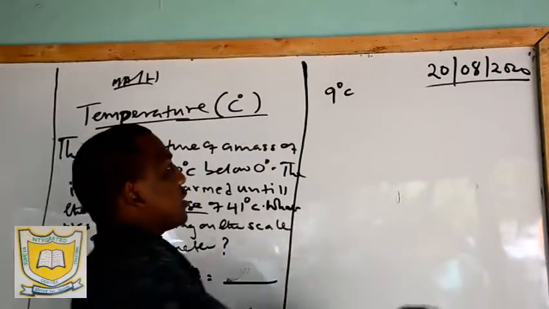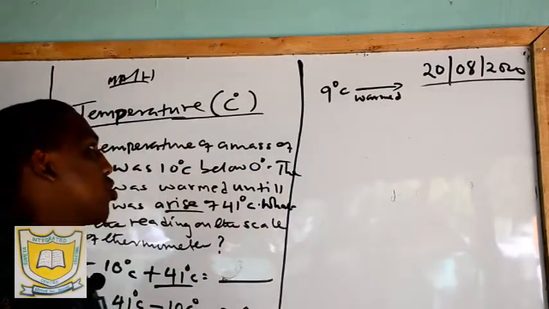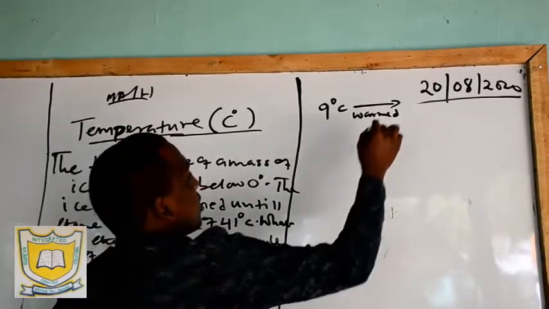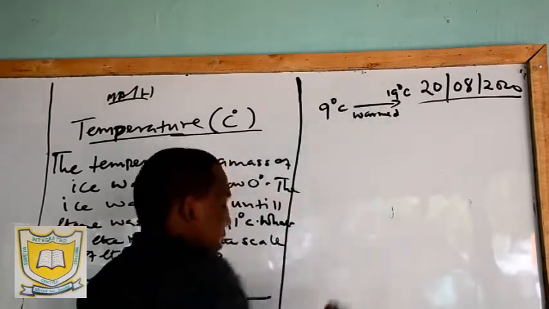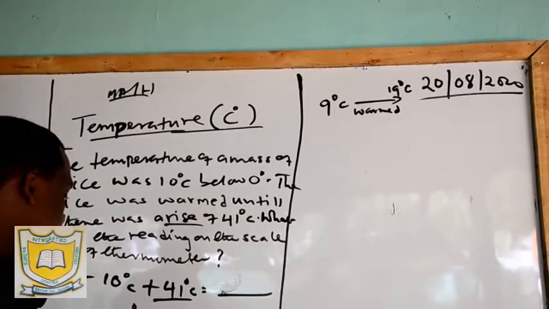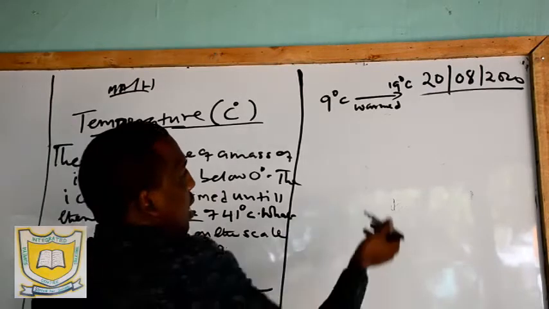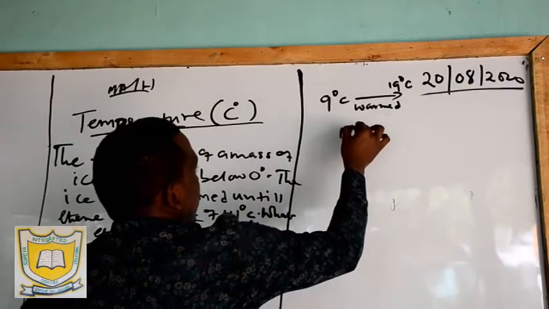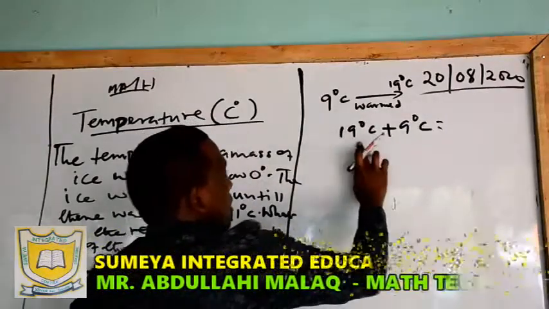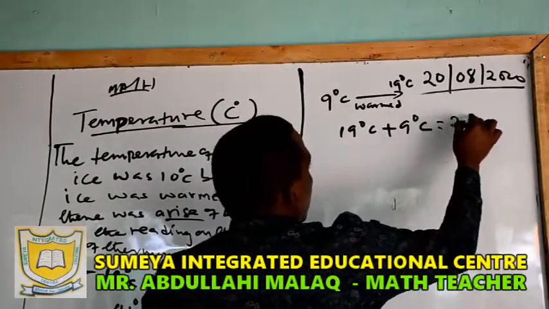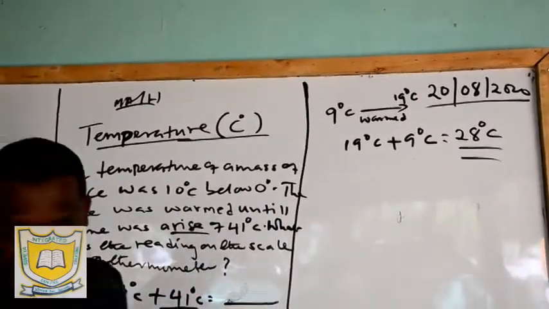It was warmed now to 19 degrees Celsius. Then they said now calculate the rise in temperature. So the rise in temperature now, we say 19 degrees Celsius plus 9 degrees Celsius. When you add together, you say 19 plus this, you will get 28 degrees Celsius. So the rise will be 28 degrees Celsius.